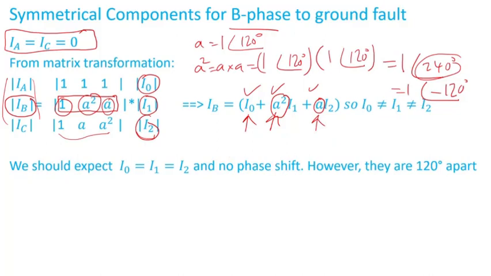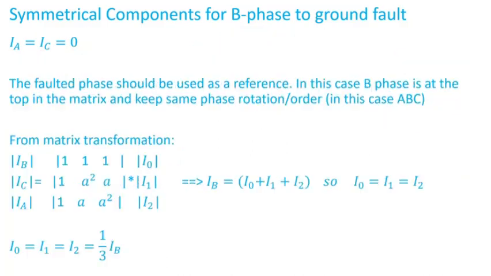Well, we know that's not right. In other words, we don't satisfy this equation here. The zero sequence current is not equal to the positive sequence current, is not equal to the negative sequence current. We know for the faulted phase, those three quantities have to be equal in magnitude and they have a zero phase shift. So what's the deal here? Because we know this is what we expected. There is no phase shift and they're equal in magnitude.